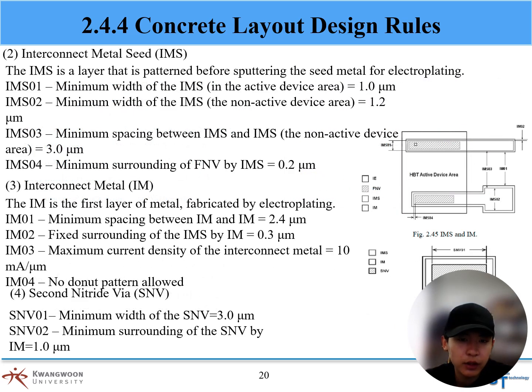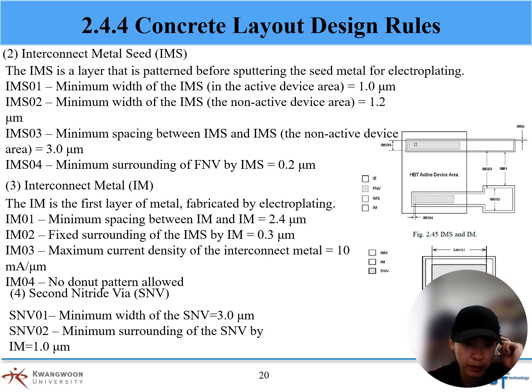The second is IMS. The IMS is a layer that is patterned before sputtering the seed metal for electroplating. The minimum width of the IMS is 1 micrometer. The minimum width of the IMS, the non-active device area, is 1.2 micrometer. Minimum spacing between IMS and MMS is 3 micrometer. Minimum surrounding of FNV by IMS is 0.2 micrometer.